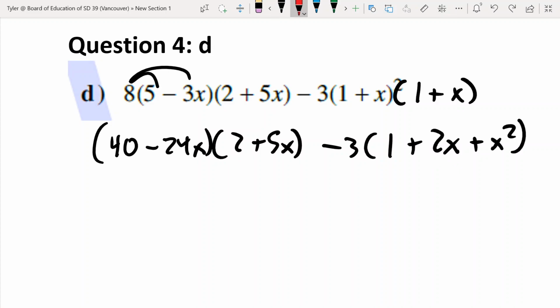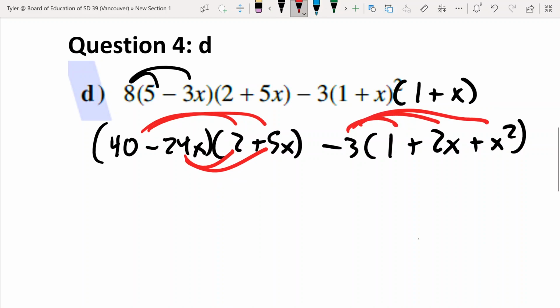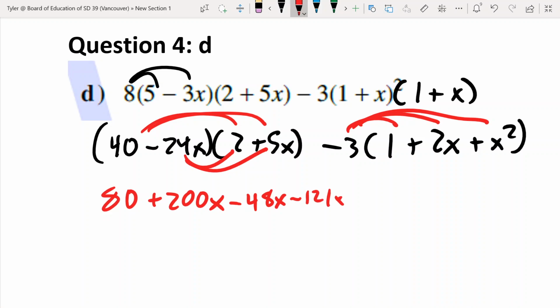Now we can do our rainbows again. And then we're going to do this over here. So this one's going to become 80 plus, what's that, 200x, okay, minus 48x minus, what's that, 120x squared. No, not 121, sorry, 120x squared. And then these I'll multiply as well. So you get negative 3 minus 6x minus 3x squared.